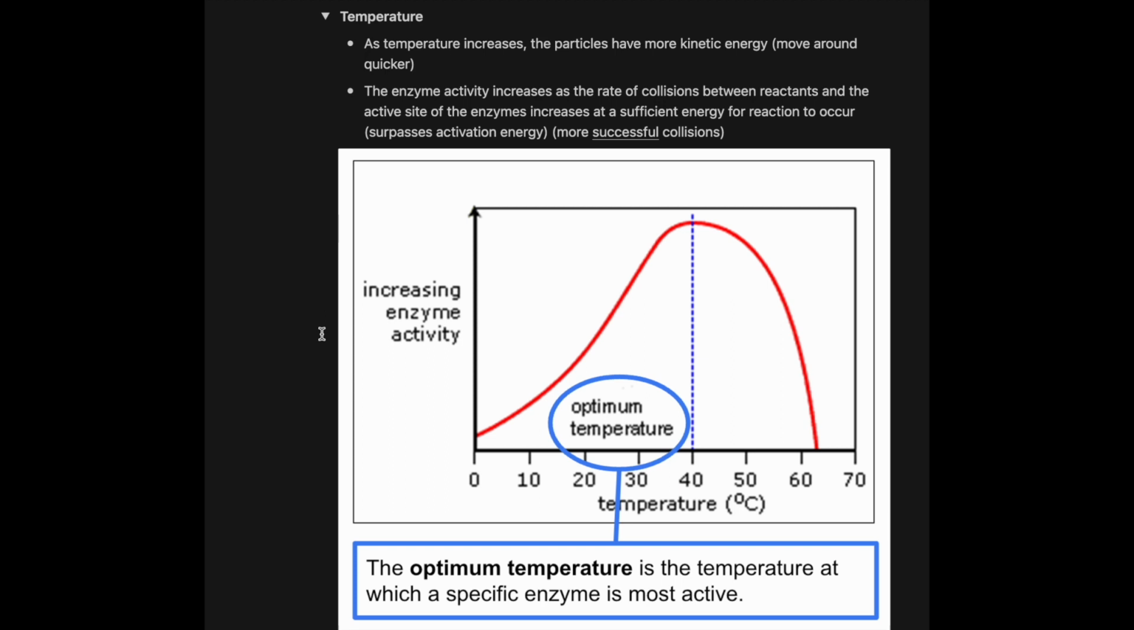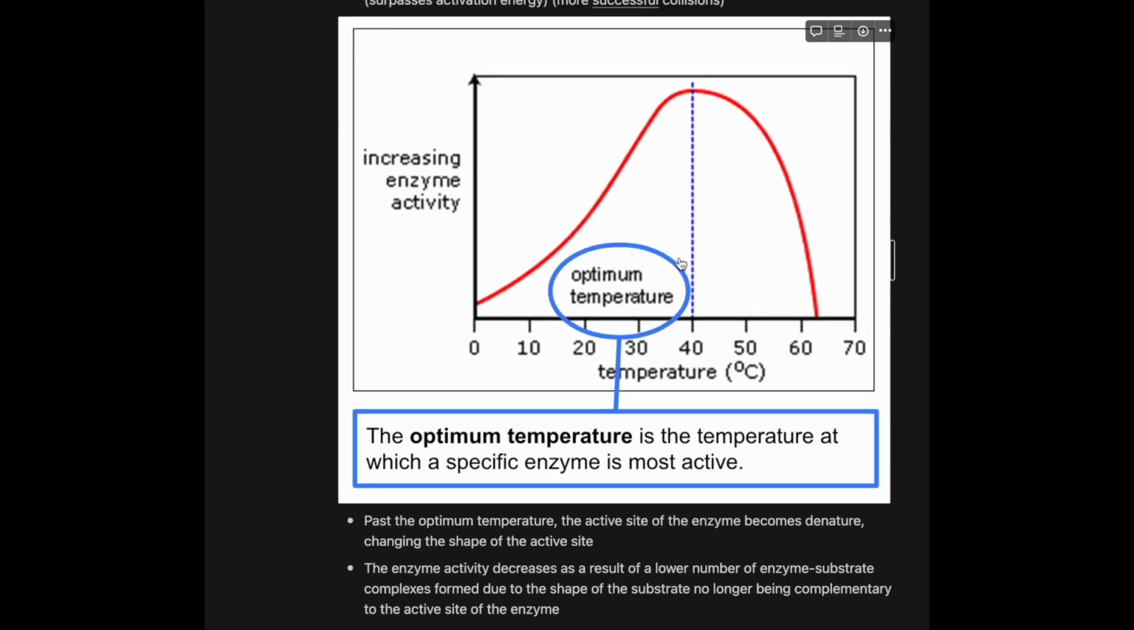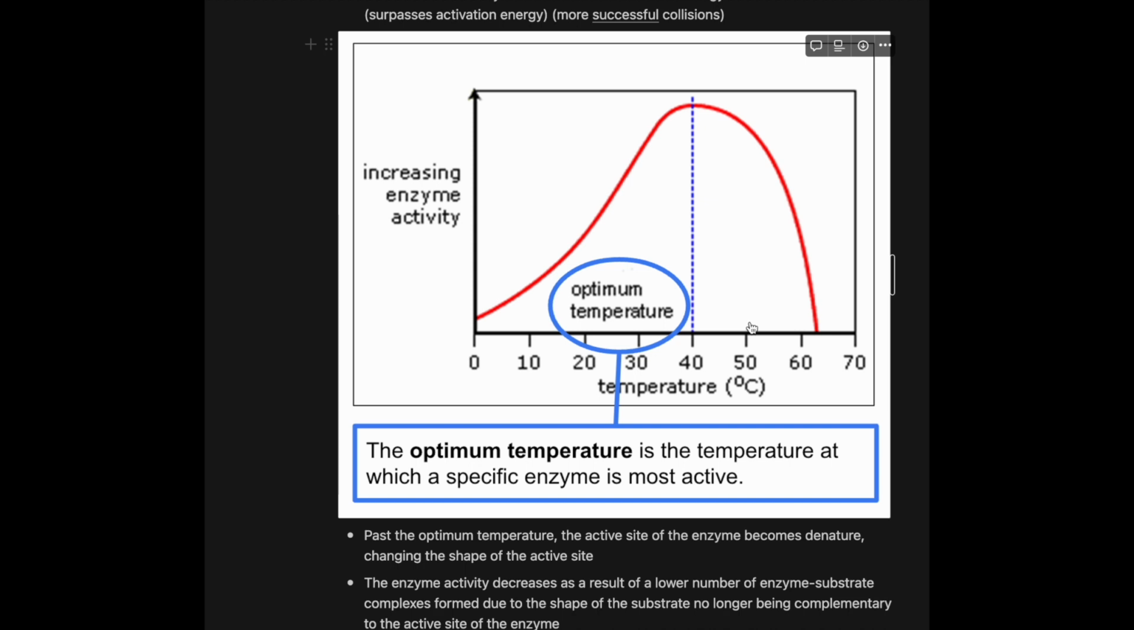So, as we can see here, this is the optimum temperature as seen by the blue dotted line. So we can see that the enzyme activity is highest here. So the optimum temperature is the temperature at which the enzyme is most active. And it is important to note that after the optimum temperature has been surpassed, the enzyme activity reduces, as can be seen here, as a result of the enzyme's active site becoming denatured due to the tertiary structure of the enzyme changing. And this means that the substrate is no longer complementary to the enzyme active site, which means that it can no longer bind and form a substrate enzyme complex, and as a result won't be able to catalyze the reaction.